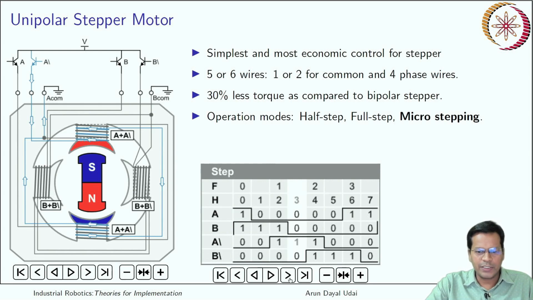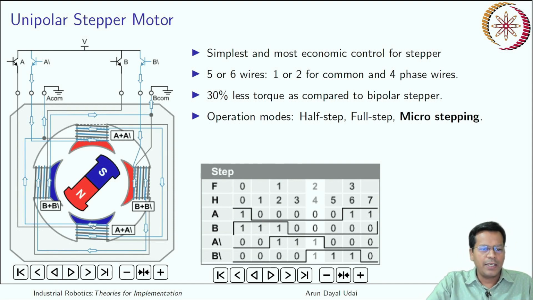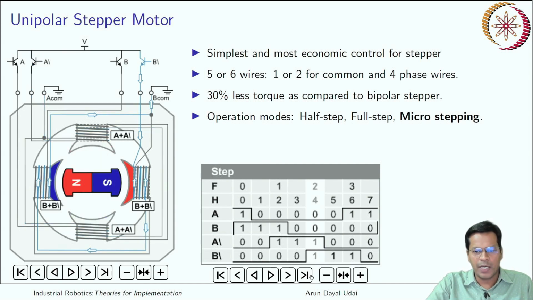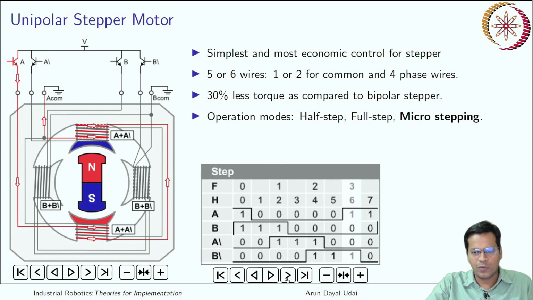In the next phase, now it is A bar and B bar both high. In that case you see the armature is like this, and then next is this, when only B bar is high. Again next one will be B bar and A high, so it comes here, and then it goes back to the original location when only A is high. It is the last stage. So in total 8 steps it made one full revolution.